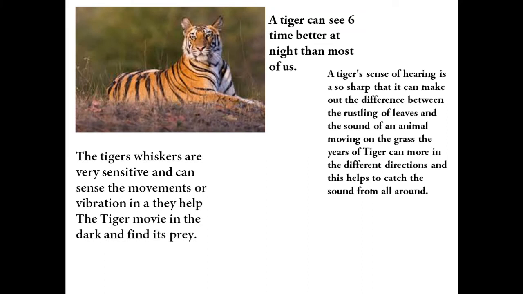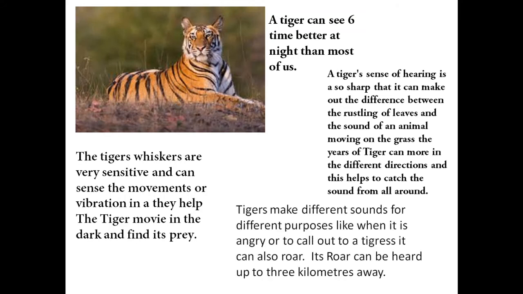Next one. The tiger's whiskers are very sensitive. Whiskers means this hairy part near the mouth. They are very sensitive and can sense the movements or vibration in the air itself. They help the tiger move in the dark and find its prey. See how wonderful it is, no?